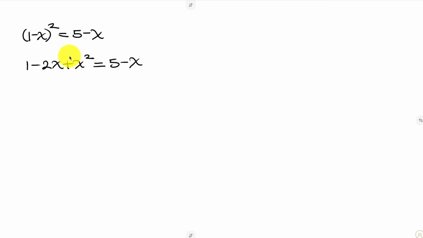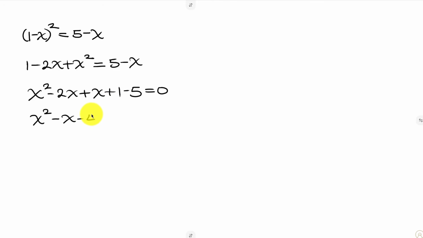Now we're going to be moving everything to one side of the equation. So this is x squared. This is negative 2x. And as negative x crosses, it becomes plus x. Here we have plus 1. And as 5 crosses, we have minus 5. And this is equal to 0. Now simplifying further, we have x squared minus 2x plus x, that will be negative x, and then 1 minus 5 is minus 4. And this is equal to 0.